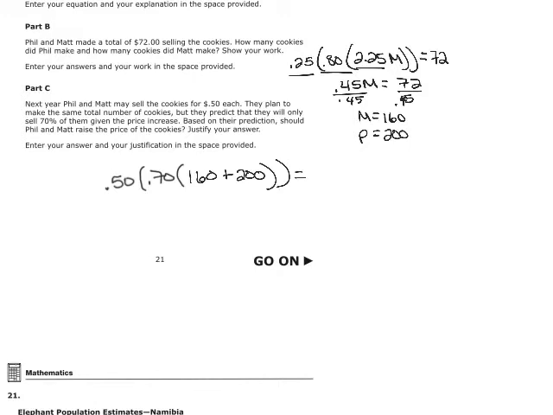So if you go ahead and multiply all this, you're going to have 360 cookies times 70% times 50 cents. And you're going to come out with $126. So that's significantly more. Even though they sell less, they make more money than they did last year. It's a little over a $50 increase.